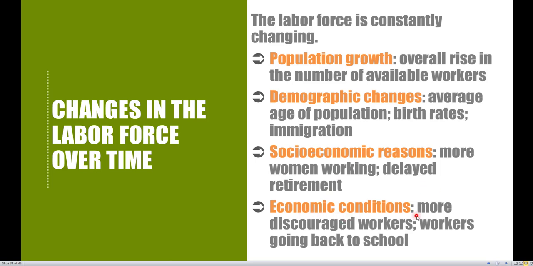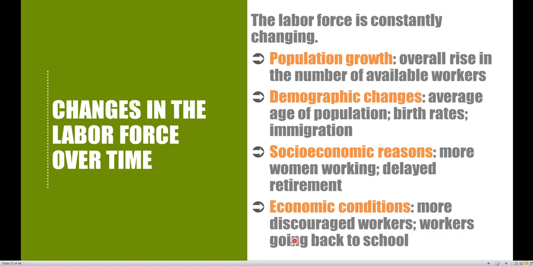Finally, economic conditions. We do have more discouraged workers. Discouraged workers is something that we're going to hit on later on, but they are basically people that have become so frustrated with the job search that they give up looking for a job. We know that they want a job, but they have given up looking. So they're not going to be counted in the labor force, even though we know they want a job. They're so frustrated that they don't match up with the definition of unemployed.